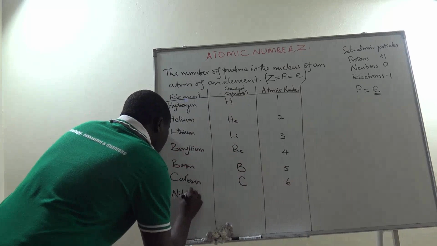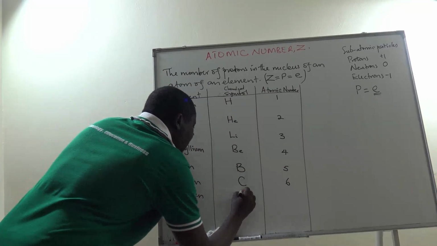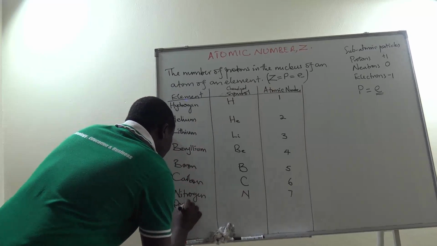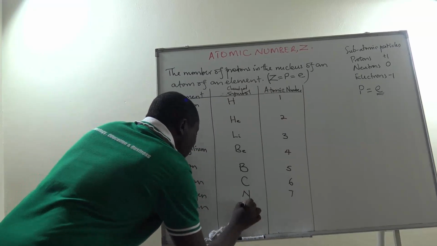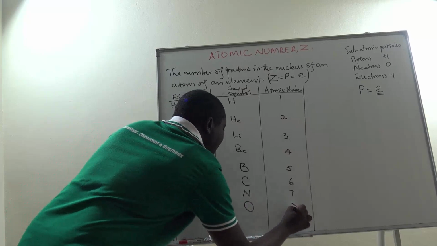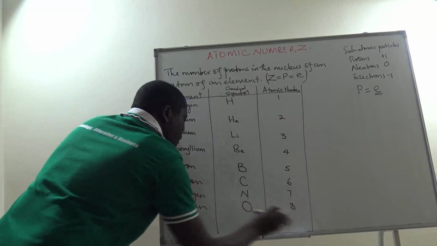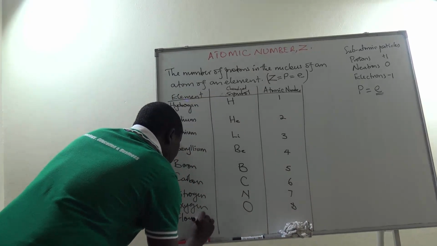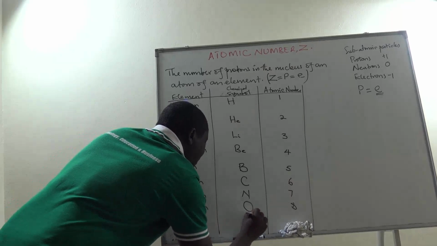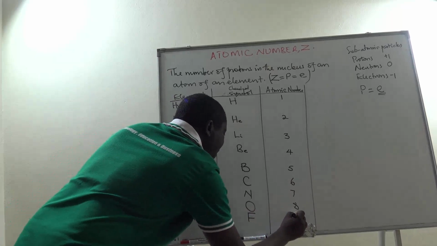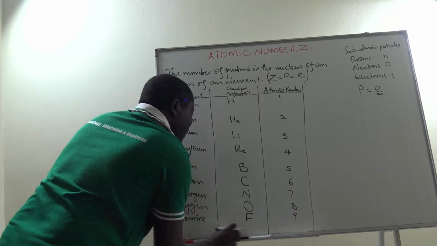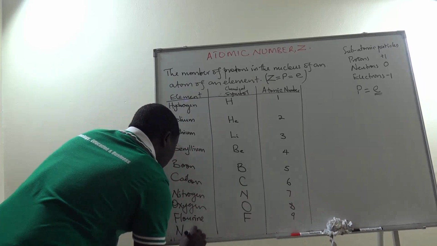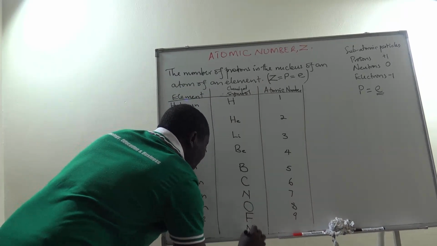Nitrogen, which is capital N, number 7. Oxygen, which is capital O, number 8. Fluorine, which is capital F and has atomic number 9. Then number 10, we have neon, which is capital N, small e.